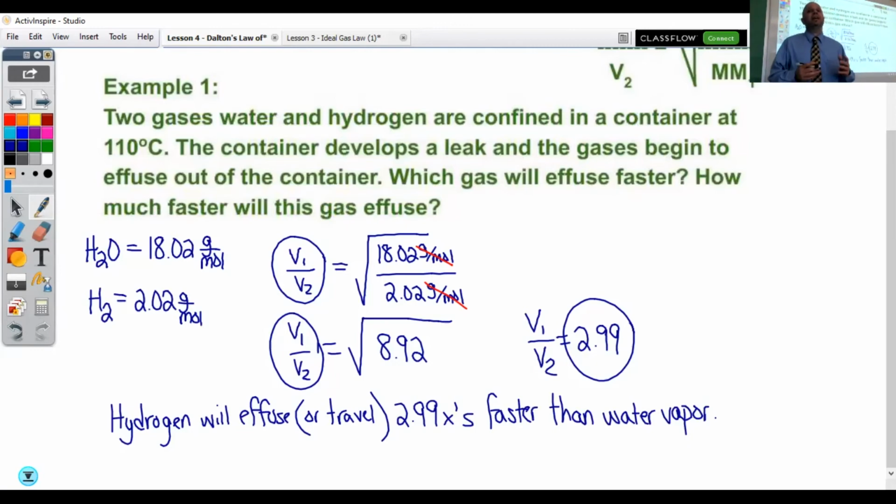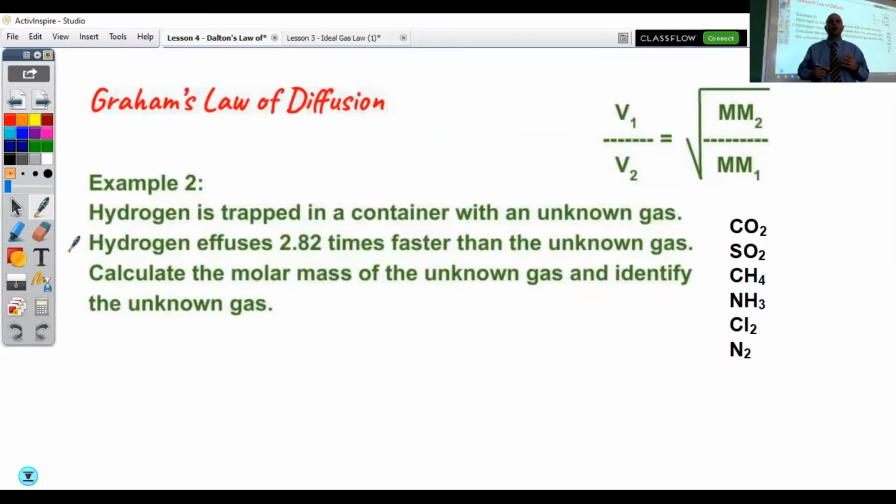Now, let's take a look at a second example. This time, we're going to calculate one of the molar masses. Okay, taking a look at problem number 2. It says hydrogen is trapped in a container with an unknown gas. Hydrogen effuses 2.82 times faster than whatever this unknown gas is. And they want us to calculate the molar mass of this unknown gas.